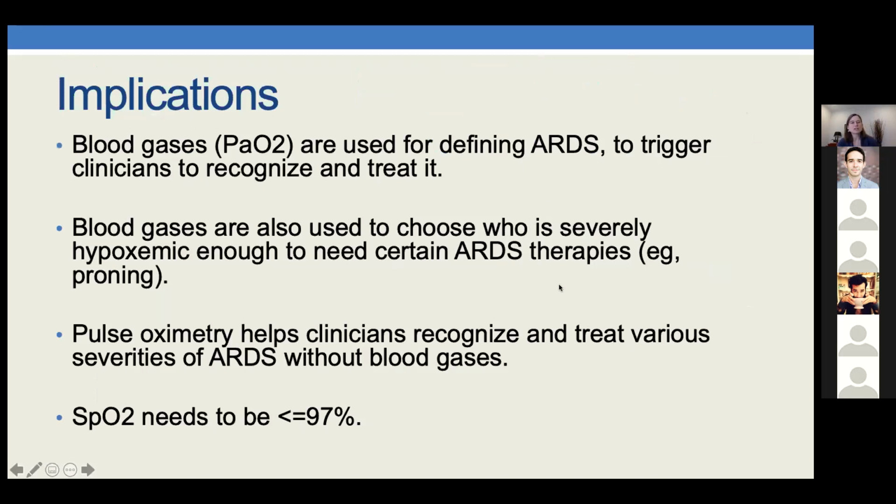So the implications are that blood gases are used for defining ARDS. They're also used to decide how severe ARDS is, to know which types of therapies to use, such as proning. But that pulse oximetry really can enable us to diagnose ARDS, including COVID-19 ARDS, and to treat it without blood gases. And again, this caveat that the saturation needs to be below 97%.